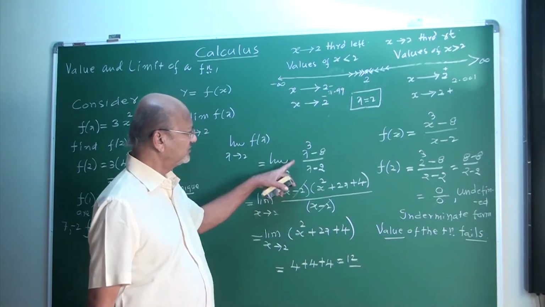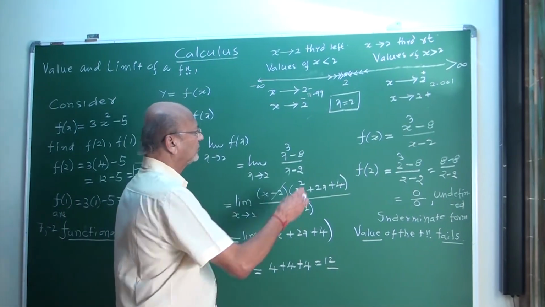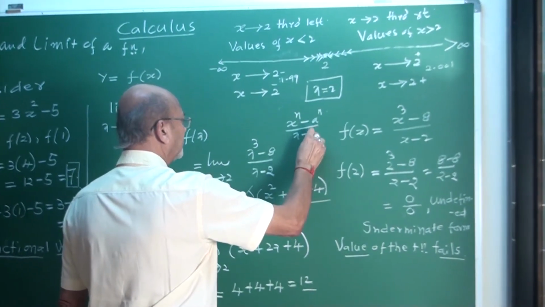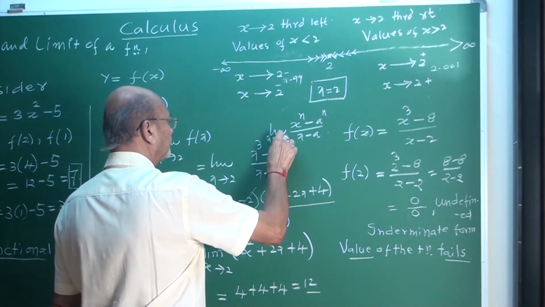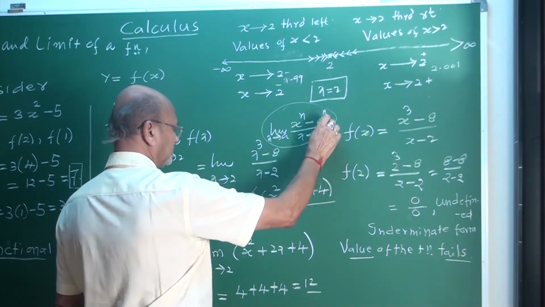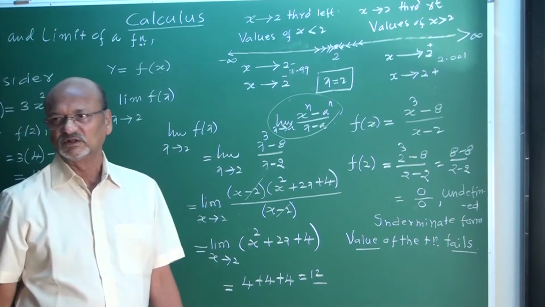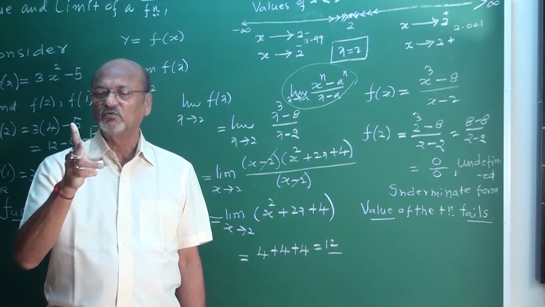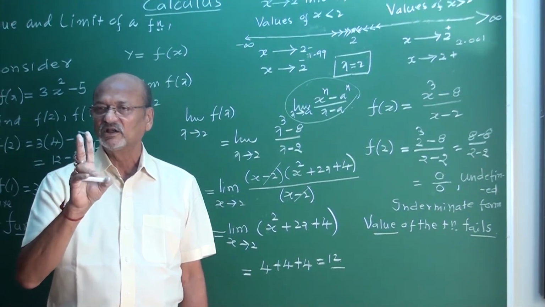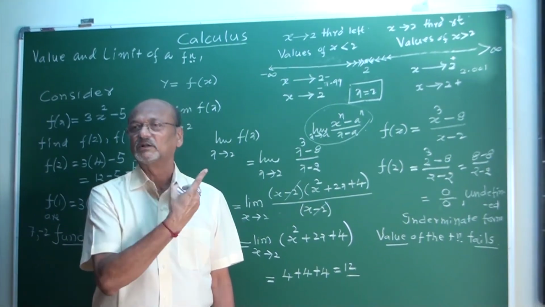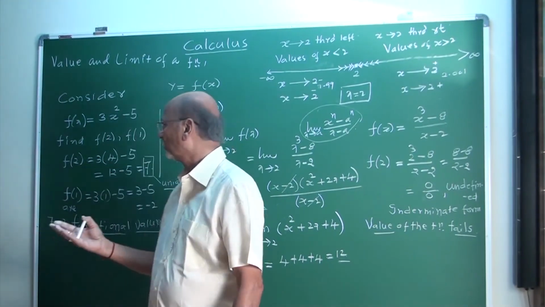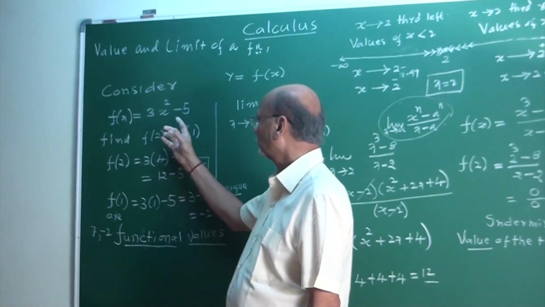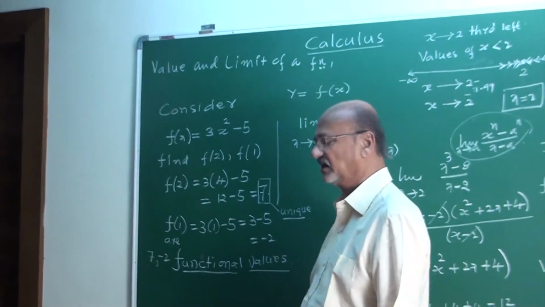This is one example. Otherwise, you can make use of the direct formula: limit of (x to the power n minus a to the power n) upon (x minus a) as x tends to a. You can use this directly and get the value as 12. So, through this example, what I wanted to tell is that functional value and limiting value are different. Even though the function fails, the limit of the function exists. In some examples, both the limit as well as the value of the function exist.